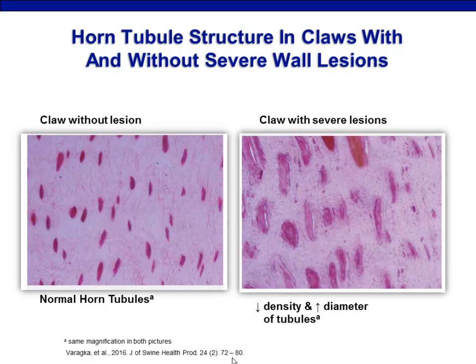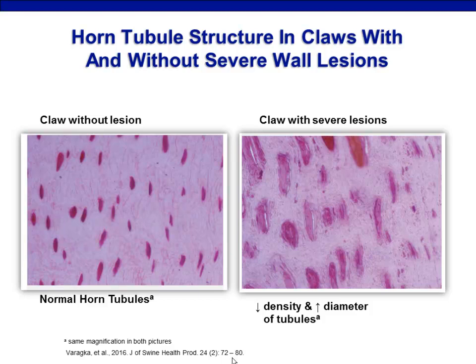Here's what you're looking at. This is with pigs. It was done in a study in Greece. And we take a look at this. What they looked at was claws without lesions. And when they look at the tubules, which are the dark purple spots in here, and you look at the amount of keratinocyte tissue around these, what it shows you is you have a lot more keratinocytes wrapped around each one of those tubules. It's better quality horn tissue. With that, it means it's stronger. You're not going to get into near as many problems with it.